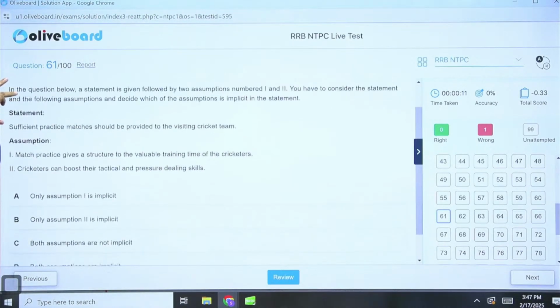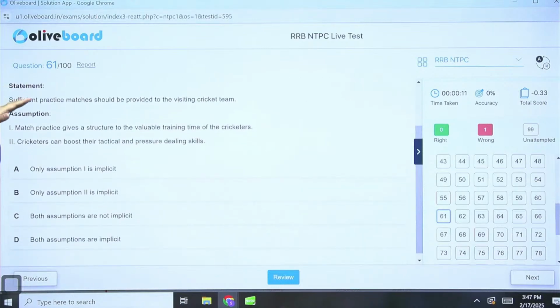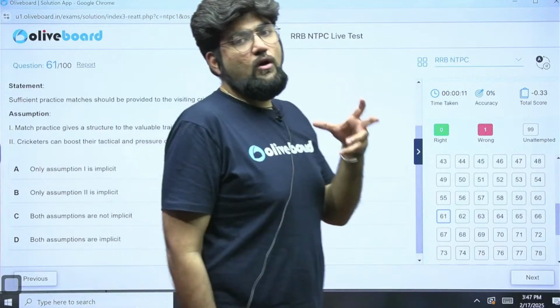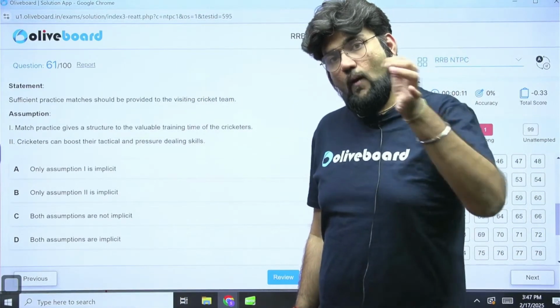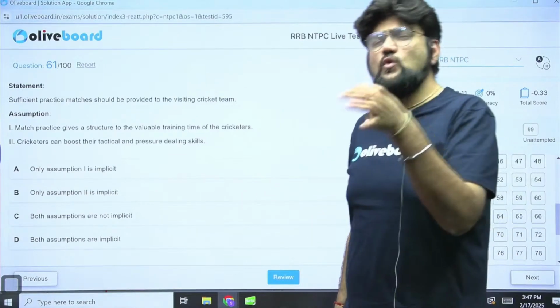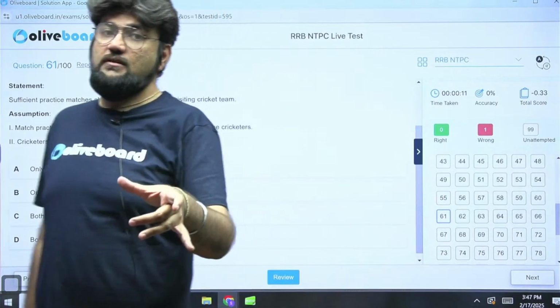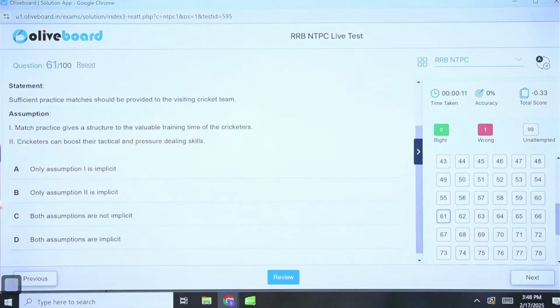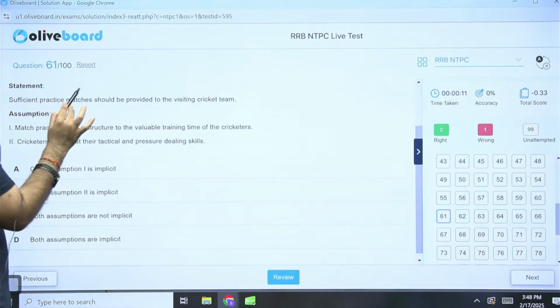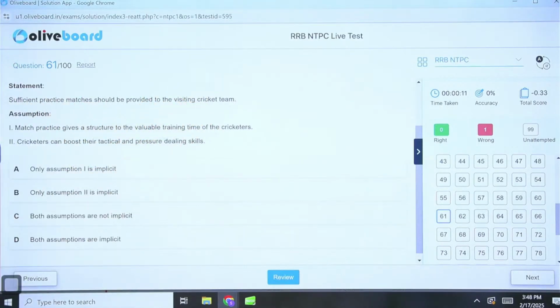Statement, assumption, critical reasoning based. So here the statement says that sufficient practice matches should be provided to the visiting cricket team. Always remember, whenever we talk about assumptions, assumptions are what the author might have thought of while writing the statement, and it was so obvious that he did not mention it in the statement, assuming that the reader will understand it automatically. That is what assumption stands for. So now you have to think what the author might have thought to be true while he was writing this. He said sufficient practice matches should be provided to the visiting cricket team. That's all he has written.